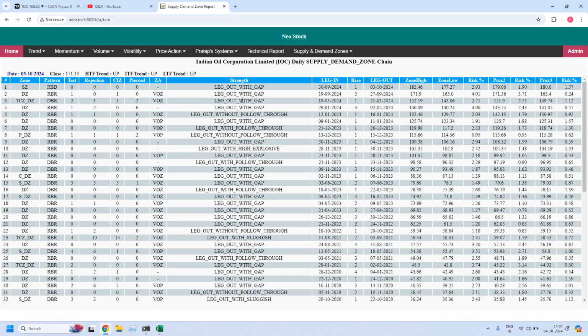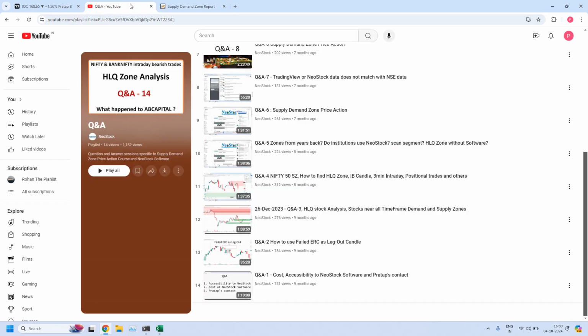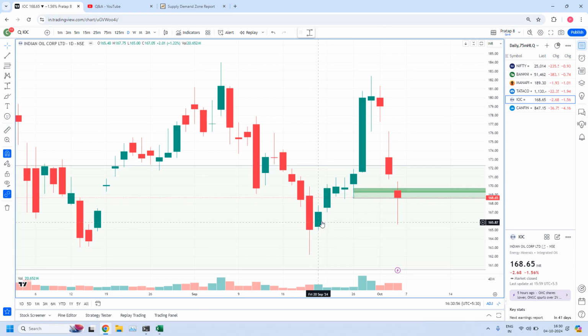So it considers this as RBR, rally base rally, but as per the concepts you learned, it looks like a drop base rally, because this is looking like a failed ERC candle because of these wicks, this wick and these wicks. A failed ERC candle it is looking like. In failed ERC candles, the software will identify dynamic views to determine whether it is a rally candle or a drop candle.